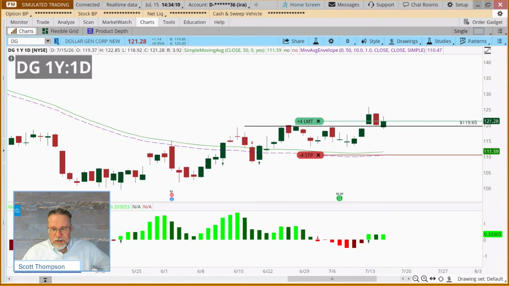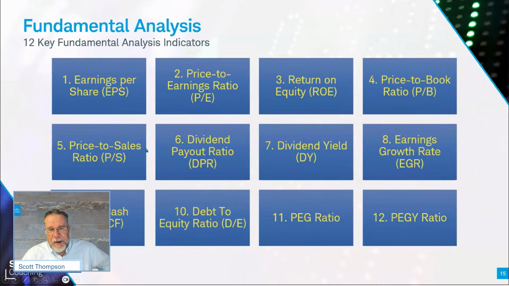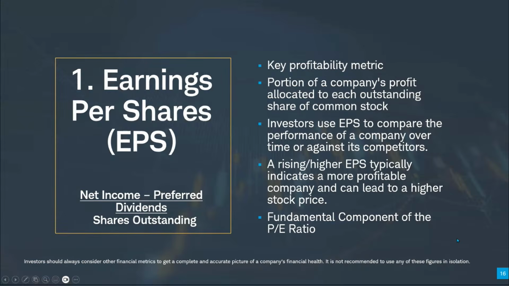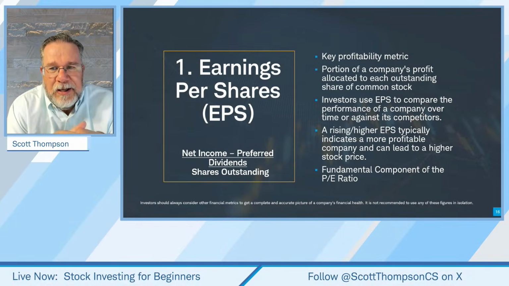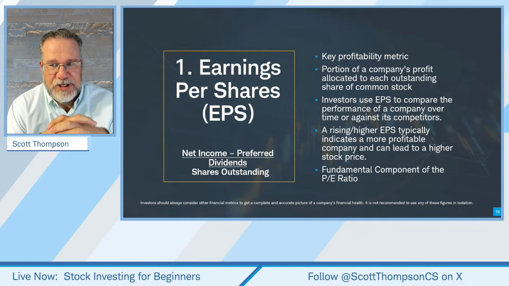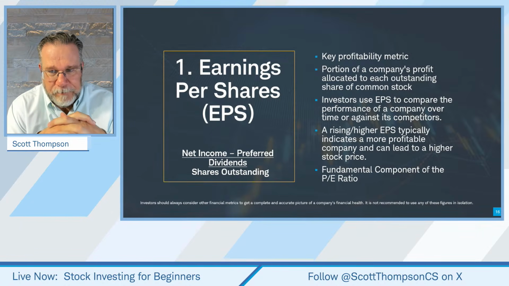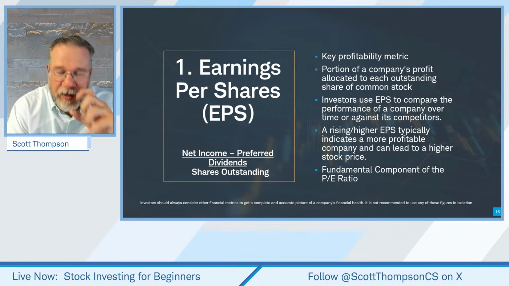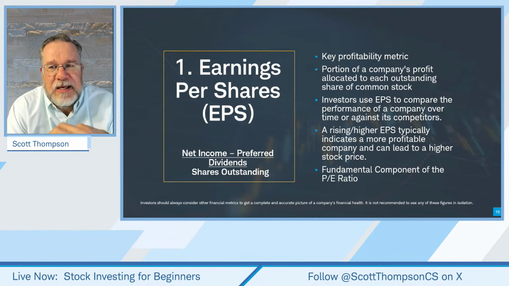All right. So let's go back to our slides and we'll wrap up by giving some details about these 5 different fundamental indicators. Let's jump into the first one. Earnings per share is a key profitability metric. It shows a portion of the company's profit allocated to each outstanding share of the common stock. Investors use earnings per share to compare performance. If you're taking notes, that's probably one of the key components here. It's to compare performance of a company over time against who?